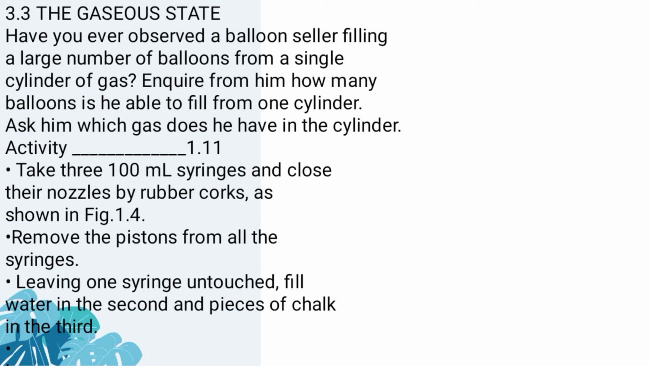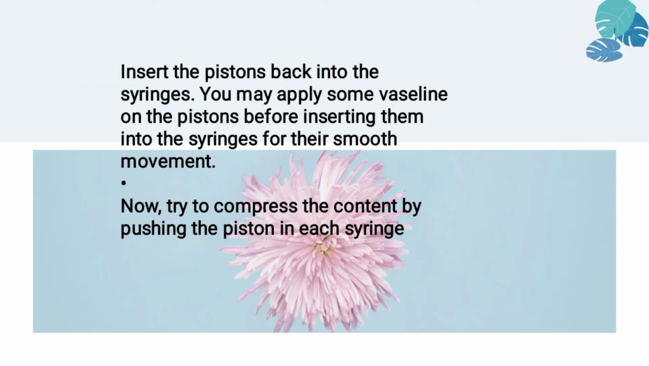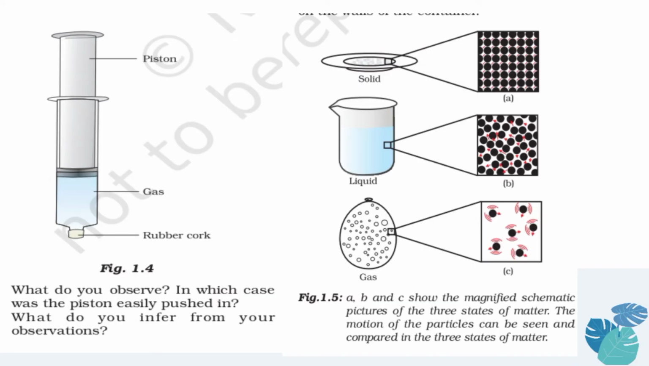Remove the pistons from all the syringes, leaving one syringe untouched, filled with water in the second and pieces of chalk in the third. Insert the piston back into the syringe. You may apply some Vaseline on the pistons before inserting them into the syringe for their smooth movement. Now try to compress the content by pushing the piston in each syringe.